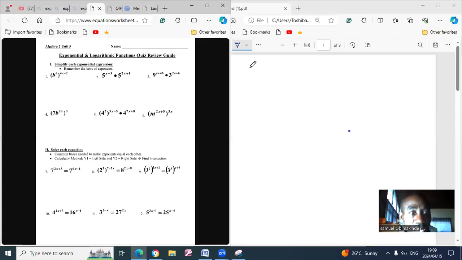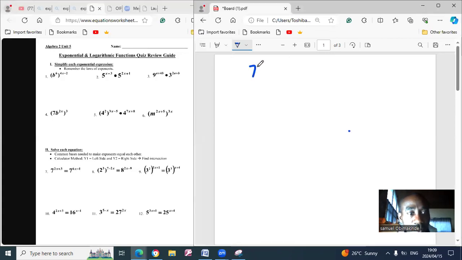In this first question, we have 7 exponent 2x plus 3 equals 7 exponent 6x minus 1. Here you could see that this base, which is 7 here, is also equal to 7 on the other side, which is also a base. Therefore, we cancel the 7 and we equate the exponents to each other.